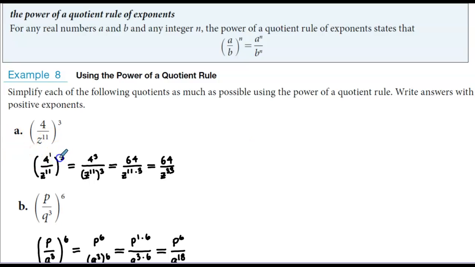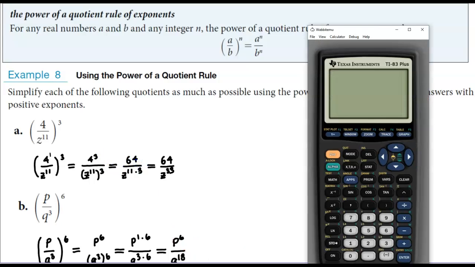So we're going to take 3 and multiply it by the exponent of 1, so we have a base of 4 to the power of 3. In the denominator we have a base of z with an exponent of 11, so 3 times 11, we have z to the power of 11 to the 3rd power. So we have 4 to the 3rd power, which becomes 64, because if we look at our calculator here, 4 raised to the 3rd power gives us 64, divided by z to the power of 11 times 3, which is equal to 64 over z to the power of 33.